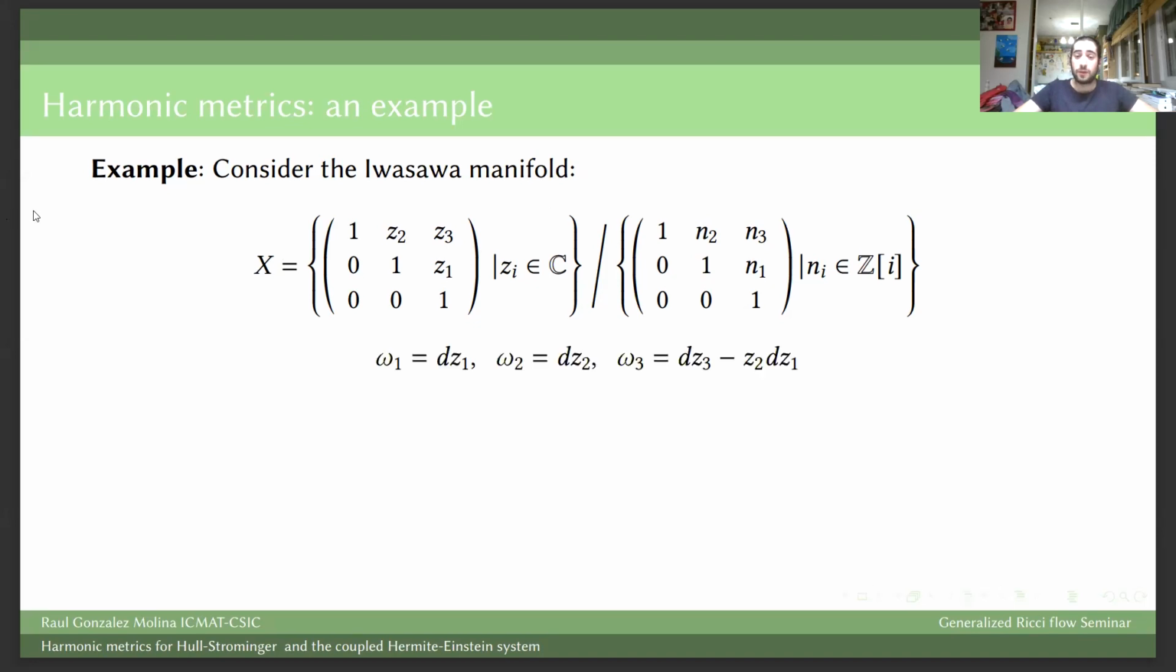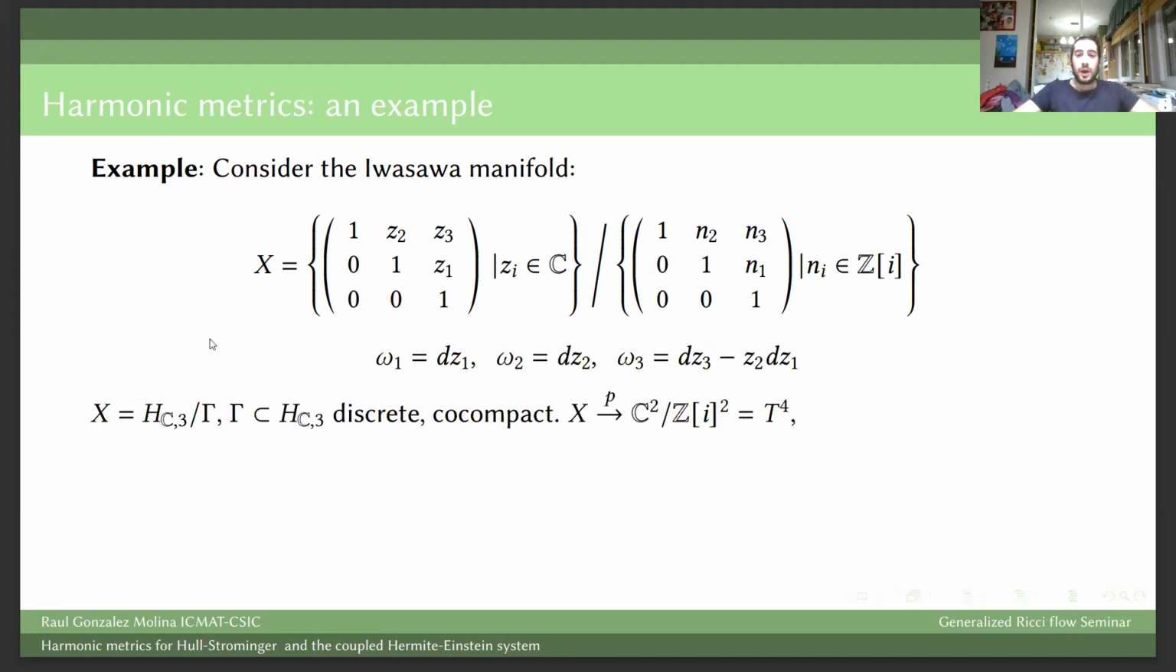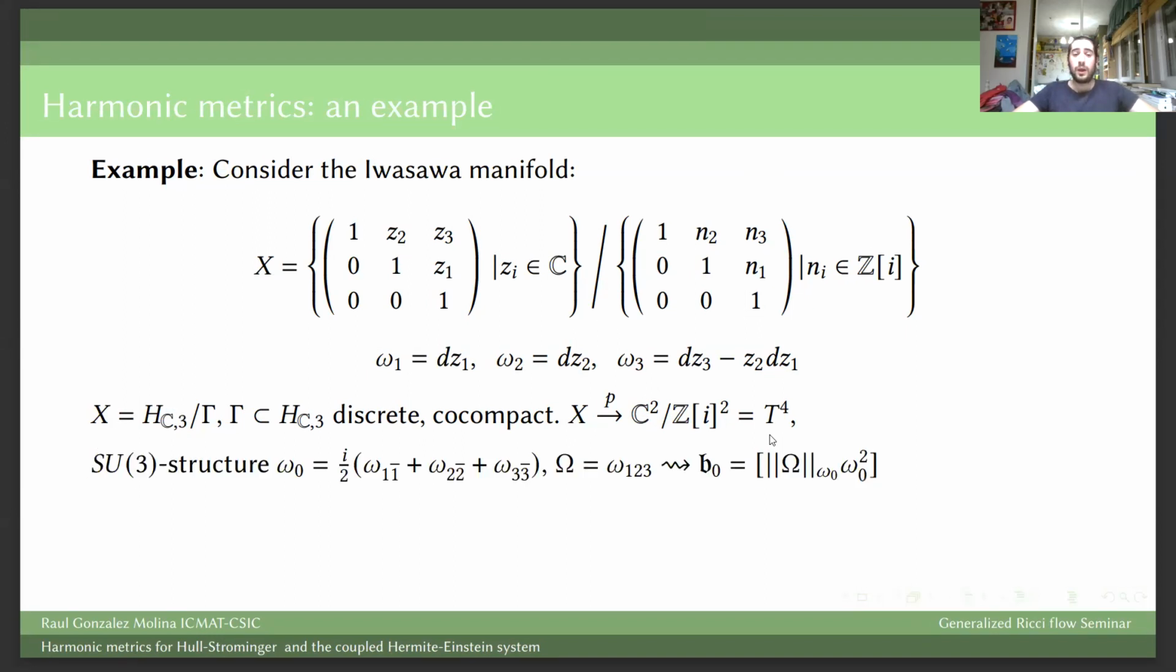So this is a compact complex manifold, and much of the exterior algebra computations can be done at the level of linear algebra. For this, we introduce these three forms, which are (1,0) forms with respect to the natural complex structure that this manifold carries. And the geometry is the following. We have this manifold, a compact quotient of a complex Lie group via a lattice, and it has a projection to the standard complex two-dimensional torus. And here we have a very easy SU(3) structure to write down.